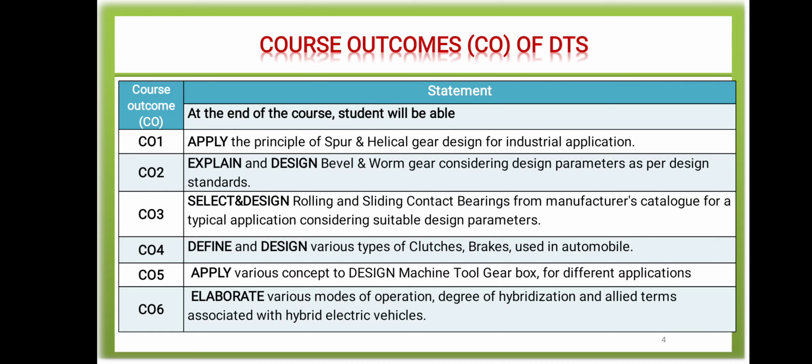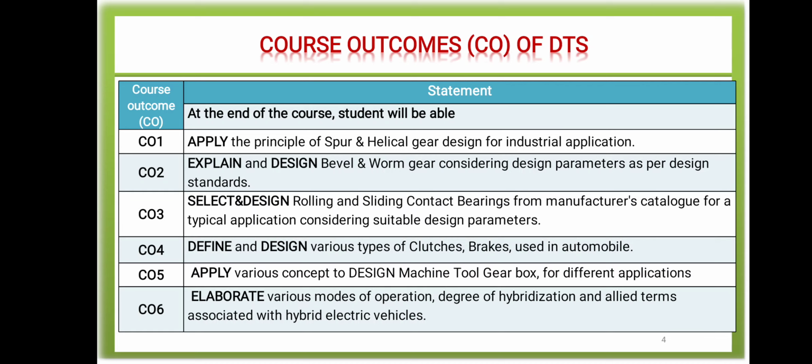So every student must know the course outcomes of this particular subject, that is design of transmission systems. So number one is to apply the principle of spur and helical gear design for industrial applications. Course outcome number 2, to explain and to design the bevel and worm gear considering the design parameters as per the design standards. CO number 3, to select and to design rolling and sliding contact bearings from the manufacturer's catalog for a typical application considering suitable design parameters.